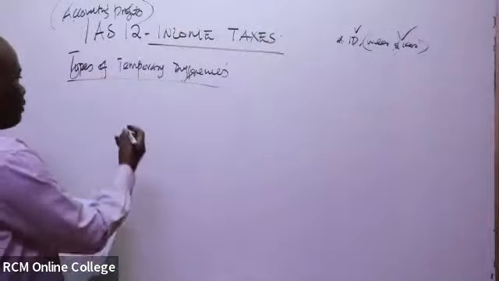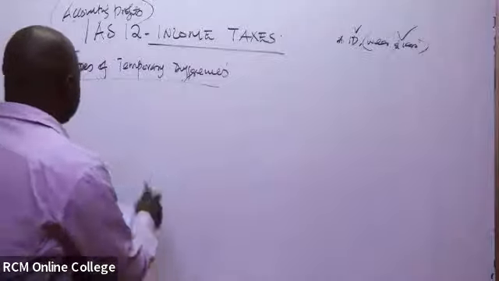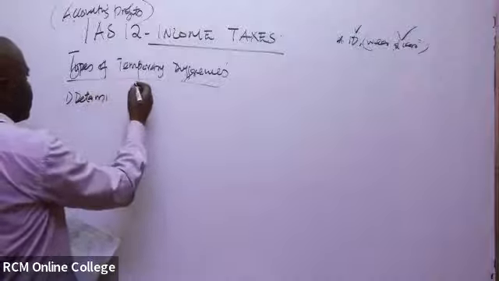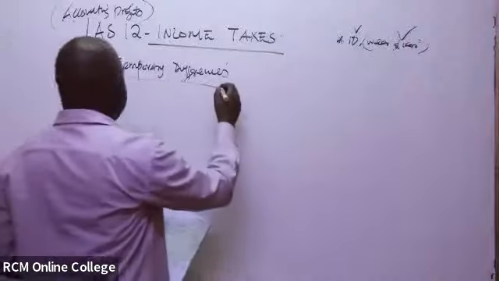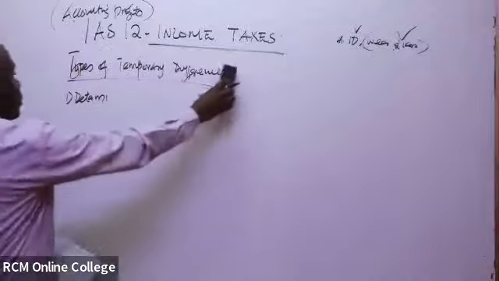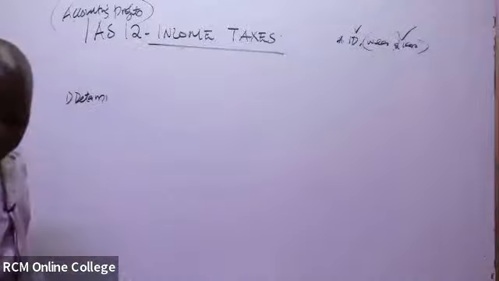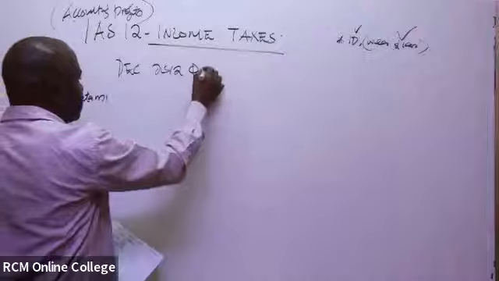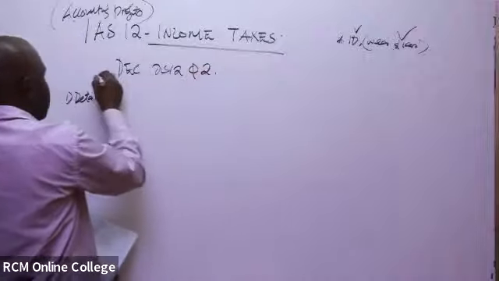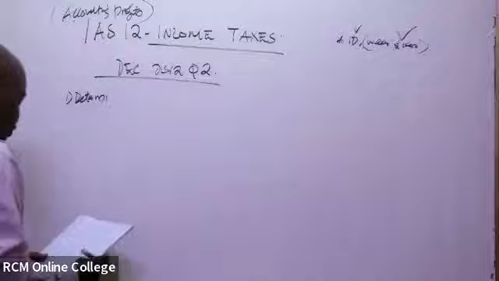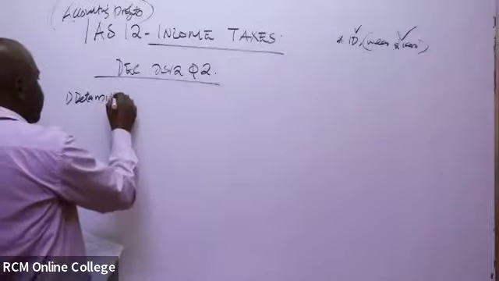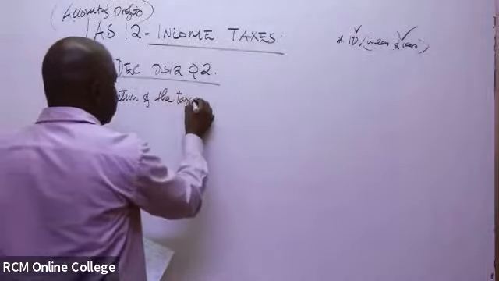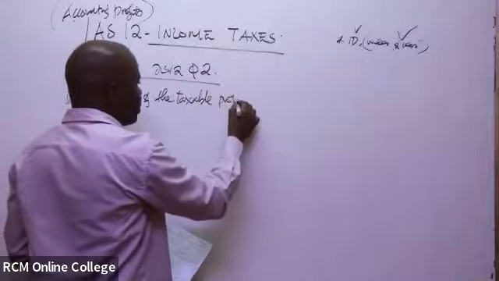So we have a number of years there. The first one is the determination. It is December 2012, question number 2. You need to write the question so that when you are revising, you can be able to find it. So, determination of the taxable profits.